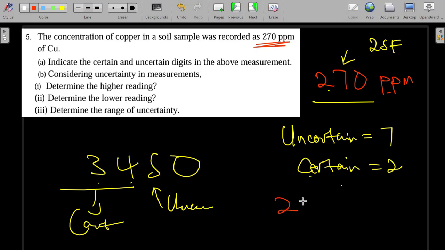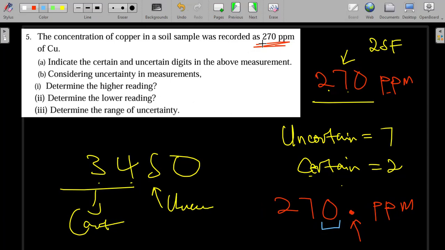They can just write it as 270. parts per million. So when they add this decimal point here, it means this 0 has now become significant because it's a trailing 0 and there's a presence of a decimal point. In this case, we would say the uncertain digit will be 0 here. Why? Because it will be the last significant digit in this number.